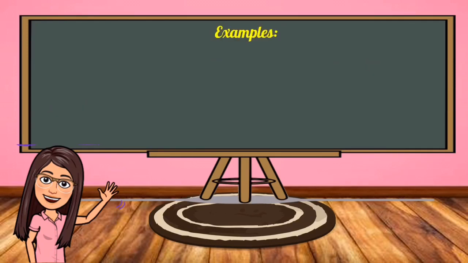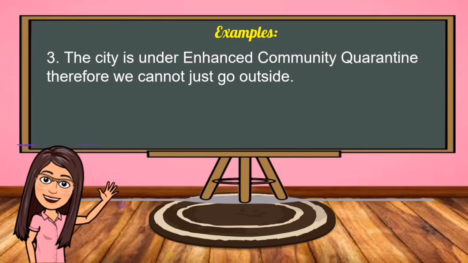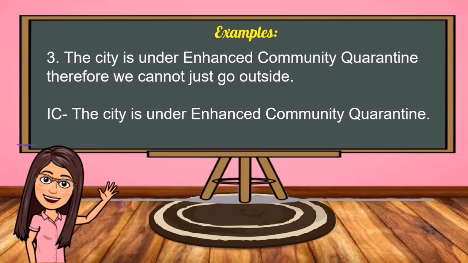Lastly, the city is under enhanced community quarantine, therefore, we cannot just go outside. Our independent clause is, the city is under enhanced community quarantine.